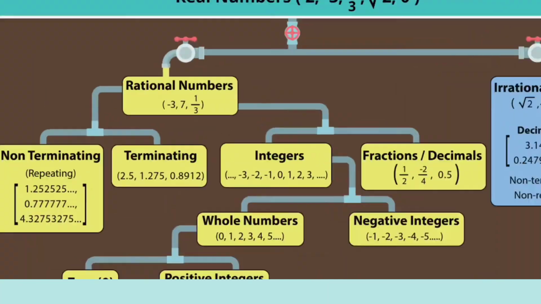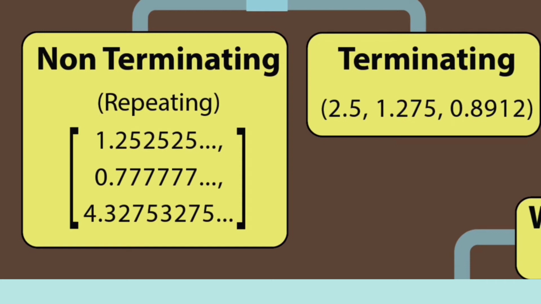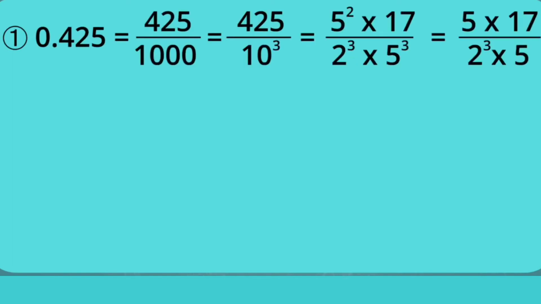Next, moving on to rational numbers. We already know that they have terminating or non-terminating repeating decimal expansions. Let's learn more about terminating decimal expansions. Suppose we have a rational number 0.425. We can write it as follows.